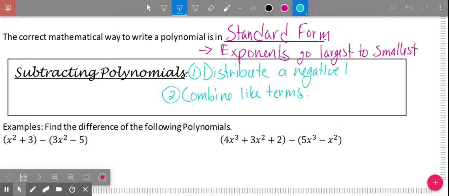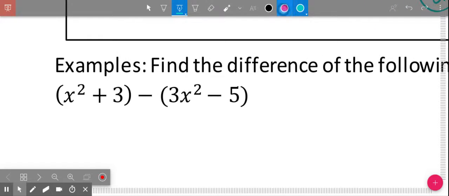All right, so looking at this, we're going to apply these 2 steps to our 2 first problems. If we look at the first problem, we have x squared plus 3 minus 3x squared minus 5. Now remember, if you feel like I'm going too fast, just hit pause. Go back. It's not a big deal. So looking at this one, whenever I look in between the parentheses, I have a minus sign, but there's nothing in front of this second set of parentheses right here. So remember, what we always want to do is write in a negative 1, because we're going to distribute that negative 1 to everything in the parentheses.